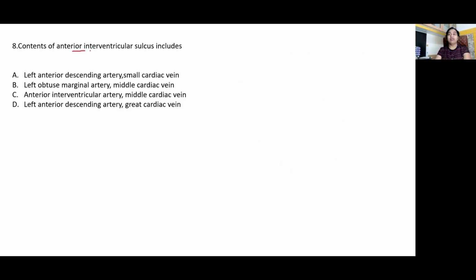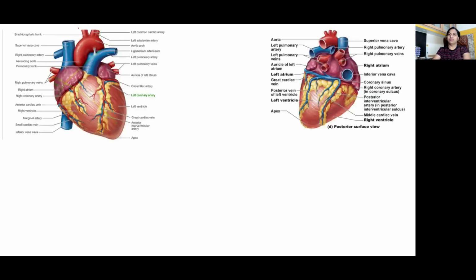Contents of anterior interventricular sulcus. Yes. You can see the four options there. What is the answer? Anterior interventricular branch of left coronary, which is also called the left anterior descending artery, and the great cardiac vein. You see the anterior interventricular sulcus here on the sternocostal surface, and this is the posterior interventricular sulcus here on the diaphragmatic surface. So here in the anterior interventricular sulcus, the artery that you see is the anterior interventricular branch of left coronary or the left anterior descending artery, accompanied by the great cardiac vein.